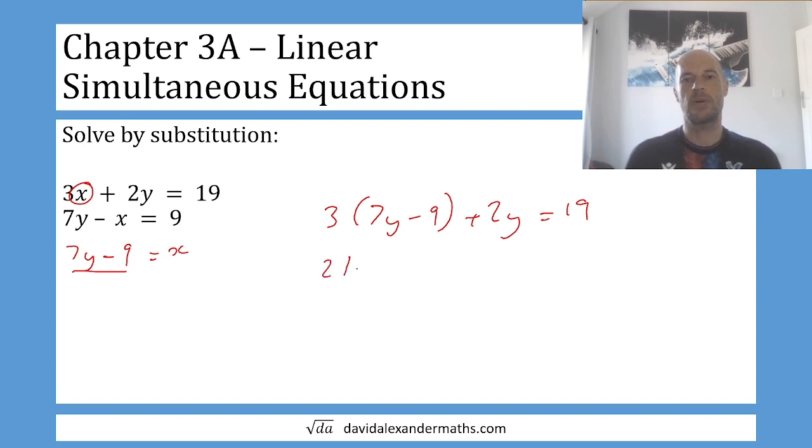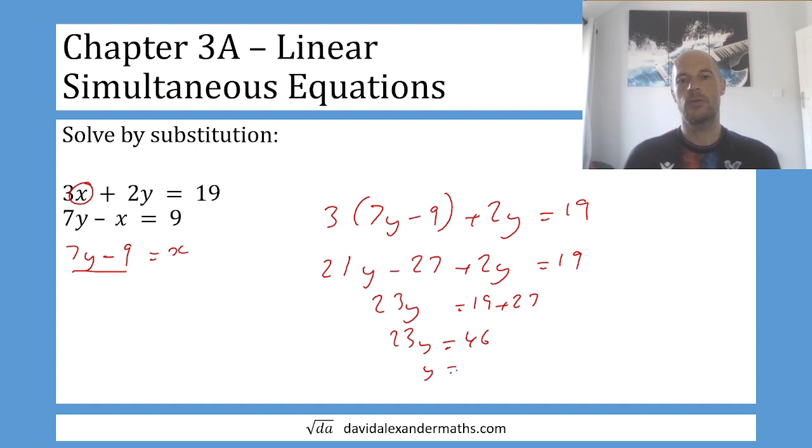Expand the brackets, so that's 21y, take away 27 plus 2y equals 19. So that's 23y is 19 plus 27. And 19 plus 27 is 46. So 23y is 46. So y, 46 divided by 23, y is 2. And if y is 2, then x is 7 lots of y minus 9. So 7 times 2 is 14. 14 take away 9, x is 6.